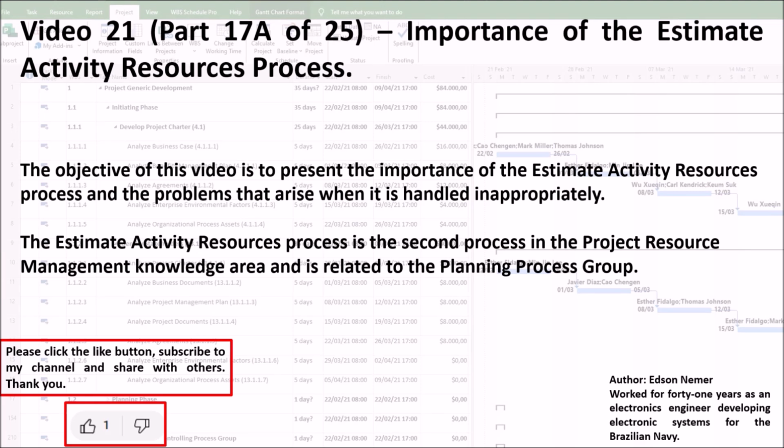The objective of this video is to present the importance of the Estimate Activity Resources Process and the problems that arise when it is handled inappropriately. The Estimate Activity Resources Process is the second process in the Project Resource Management knowledge area and is related to the Planning Process Group.